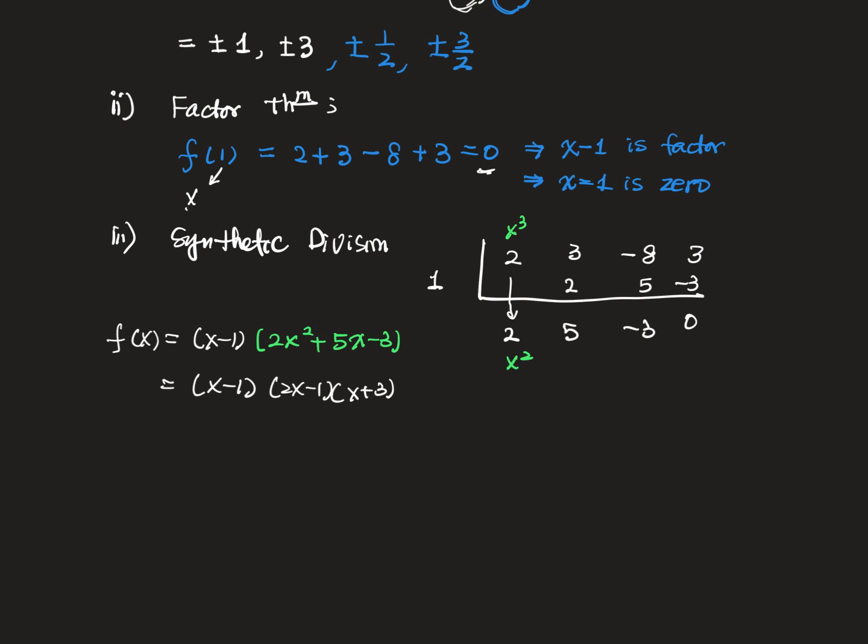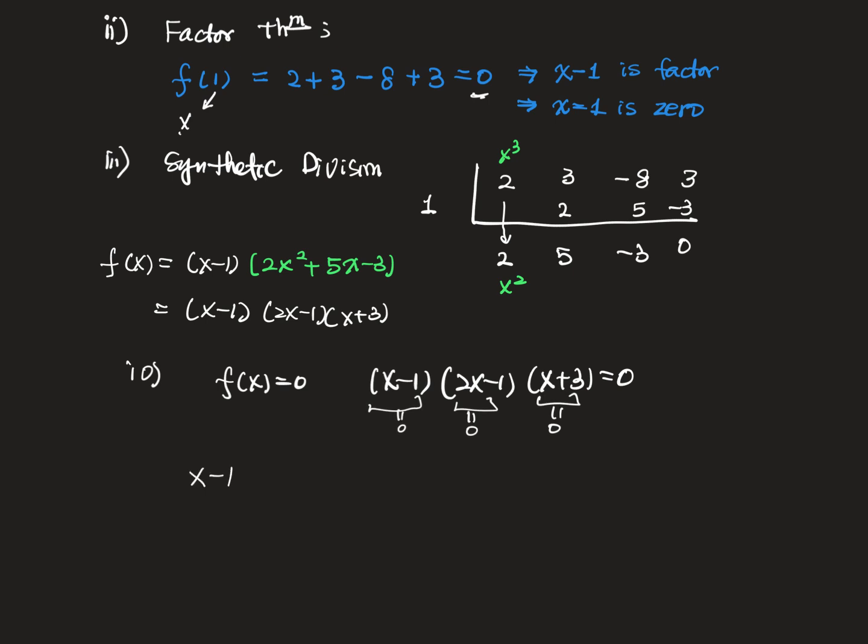So let's find the zeros. How can we find the zeros? Look at this one. Now f of x equals 0, which means x minus 1, 2x minus 1, x plus 3 equals zero. This term is zero. So you have x minus 1 equals zero, 2x minus 1 equals zero, x plus 3 equals zero. Now x equals 1, x equals 1.5, x equals -3. Those are all the zeros of f of x.